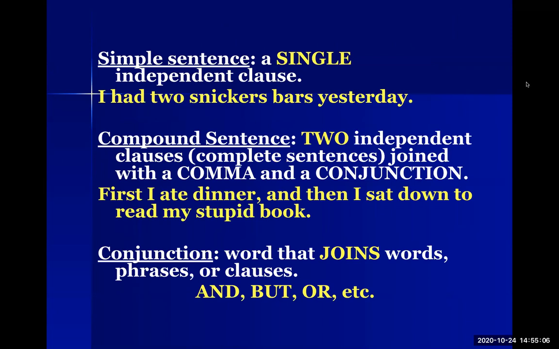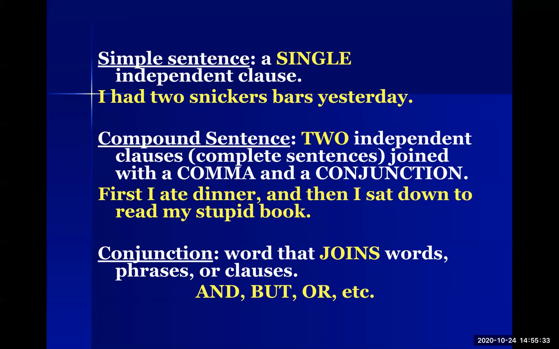So a simple sentence is a single independent clause. It's a sentence that just has one idea. For example, I had 2 Snickers bars yesterday. It's just one idea. It's me eating candy bars, and that's it. When you check it with the "is it true that" trick, it should always be a yes, because it is a complete sentence. It just has one idea in it.